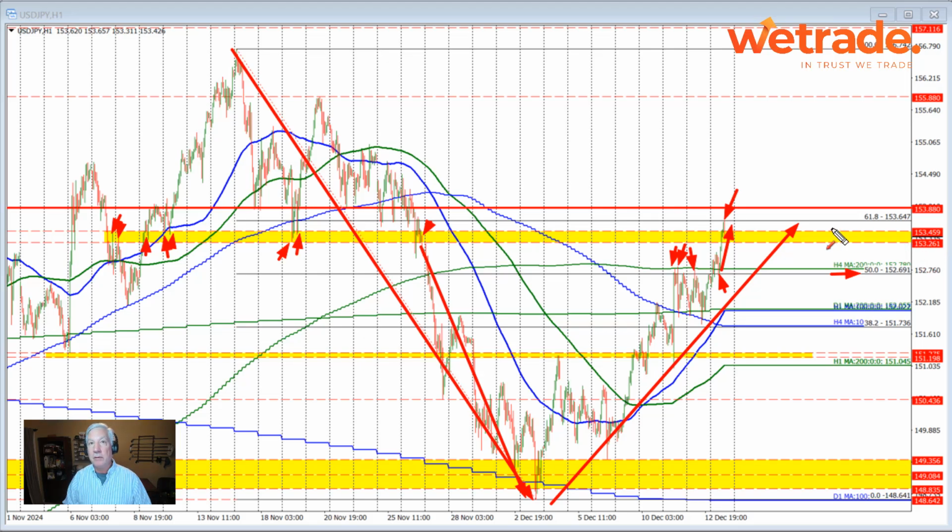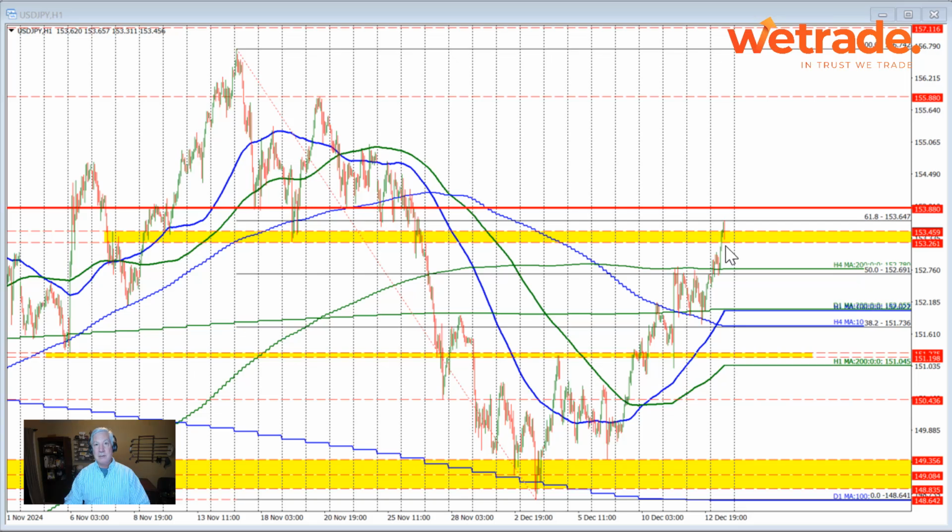Watch the 153.26 level. If we move back below that level in trading today, we could see some further downside probing as the market tires after reaching the 61.8% retracement. But this area right here, which was resistance earlier this week, will now become support between 152.69 and 152.78. So be aware of that. And the dollar versus yen buyers are taking control.